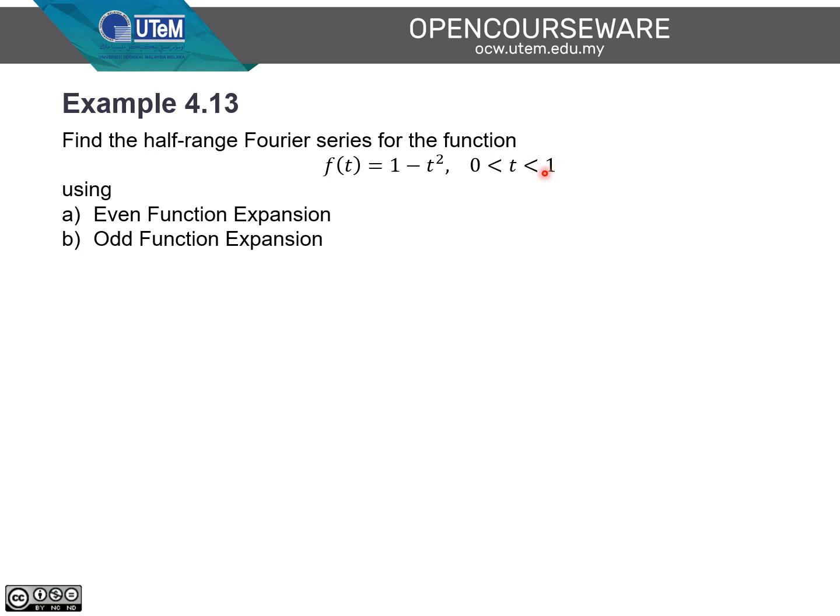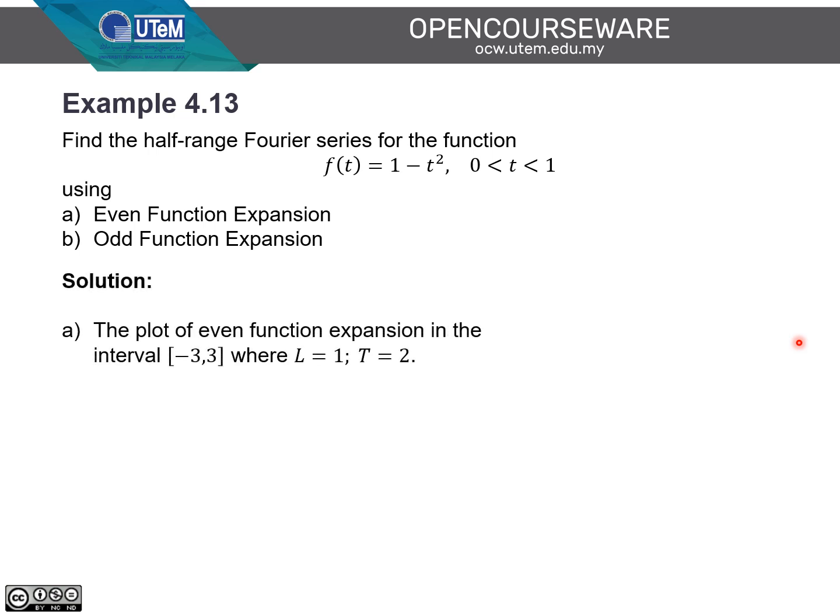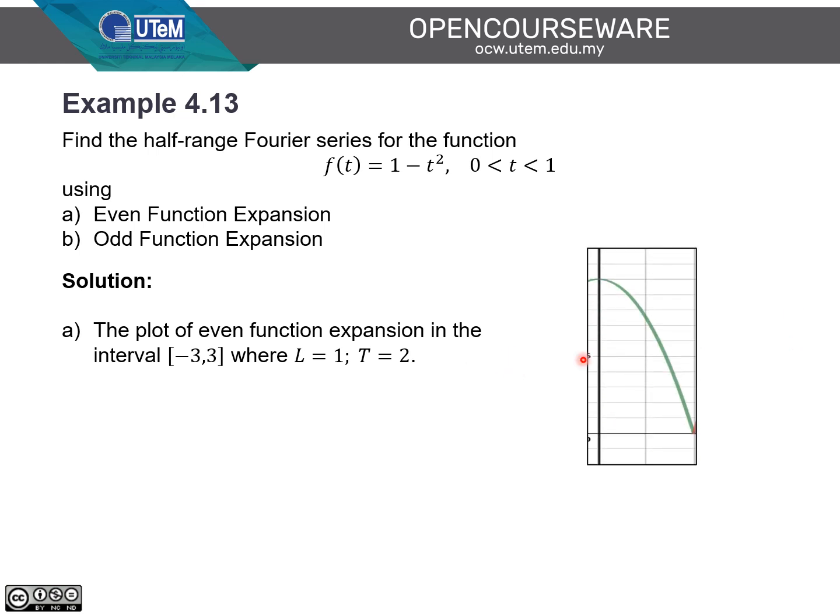We're going to find the half-range Fourier series for the function using A, even function expansion, and B, odd function expansion. Here is the plot of the function using the even function expansion. Firstly, we need to sketch the half range f(t) equals 1 minus t squared, t from 0 to 1.